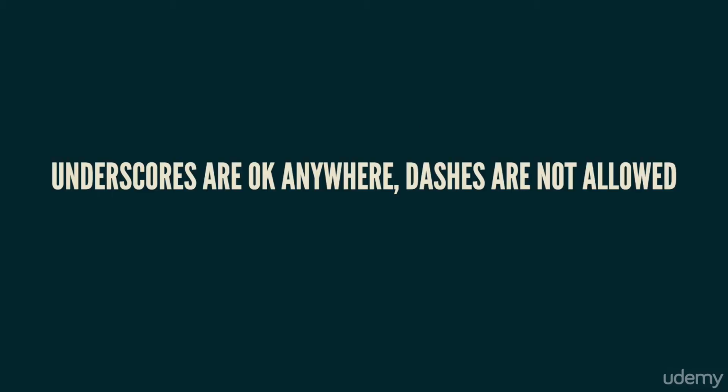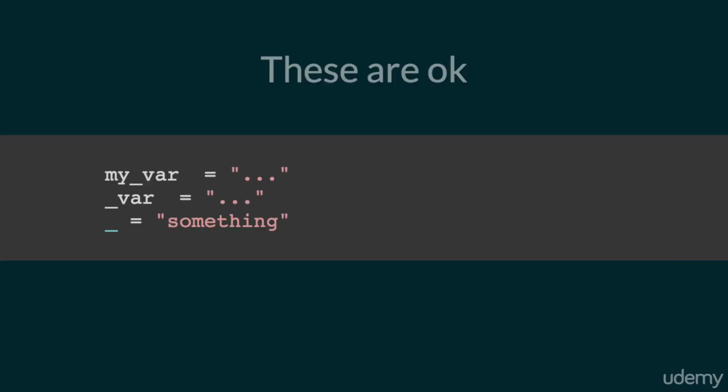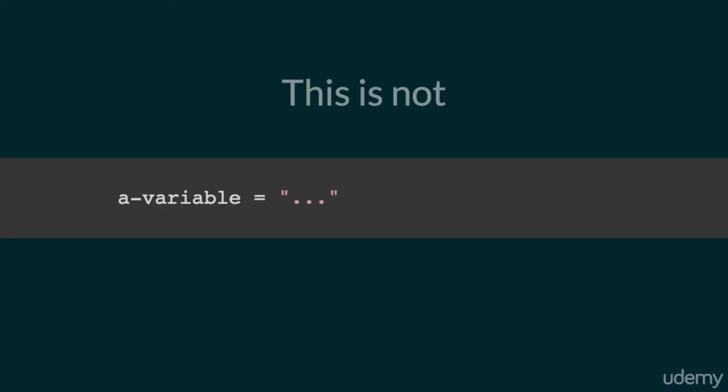Underscores are okay anywhere in the variable name, but dashes are not allowed. So these are okay. Note I can even have just the underscore on its own, and that is a valid variable name. This, however, is not. Note that I have the dash inside the variable name.